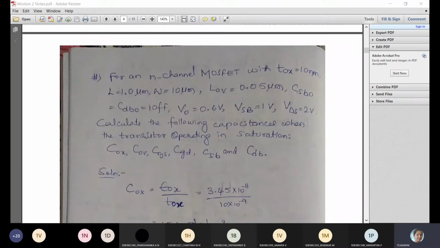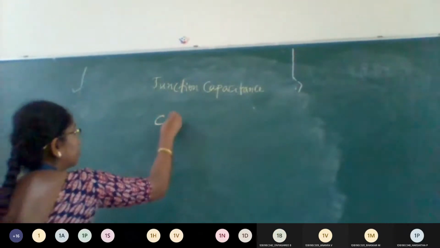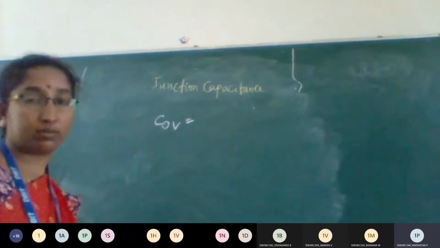So one more capacitance you are going to get, that is overlap capacitance. Sometimes the capacitance is going to be diffused between source and the drain, so we can write it as overlap between the source and the drain. Is it not visible? No, it is visible, ma'am now.